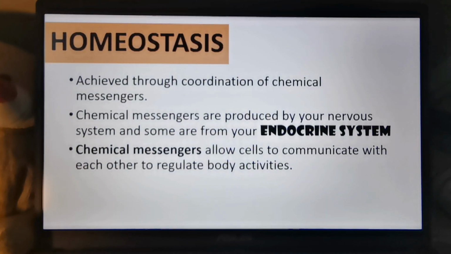Homeostasis. What is homeostasis, ma'am? It is achieved through coordination of chemical messengers. So, your homeostasis is actually how your body maintains balance in everything. Like, if there's decreased blood sugar, something happens inside your body that actually increases the sugar naman in your body. Chemical messengers allow cells to communicate with each other to regulate body activities. Here, homeostasis is in other words regulation. It regulates your body functions, body mechanisms. So, pag may naging abnormal sa loob ng katawan mo, ang katawan mo rin ang gumagawa ng paraan para maging normal siya. Okay?